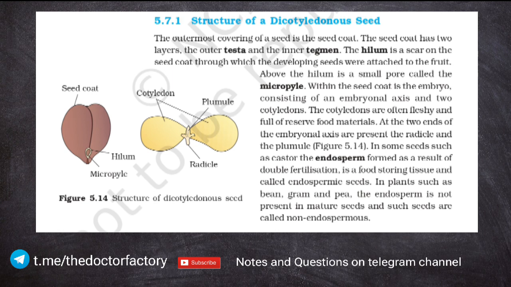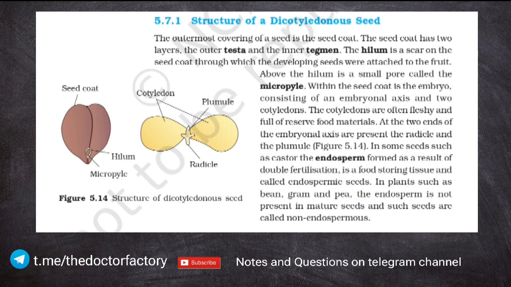5.7.1 Structure of a dicotyledonous seed. The outermost covering of a seed is the seed coat. The seed coat has two layers, the outer testa and the inner tegmen. The hilum is a scar on the seed coat through which the developing seeds were attached to the fruit. Above the hilum is a small pore called the micropyle.